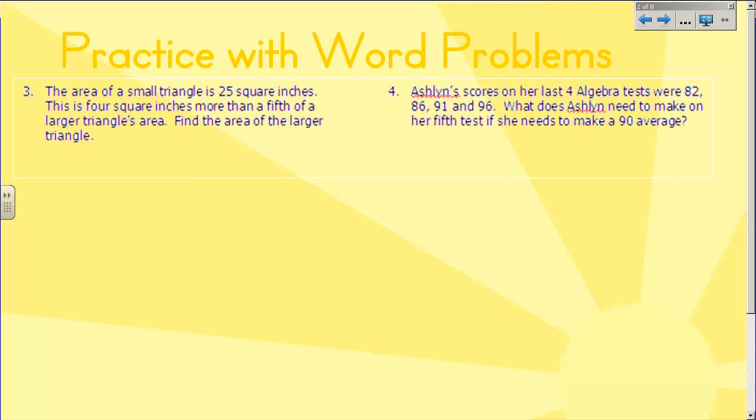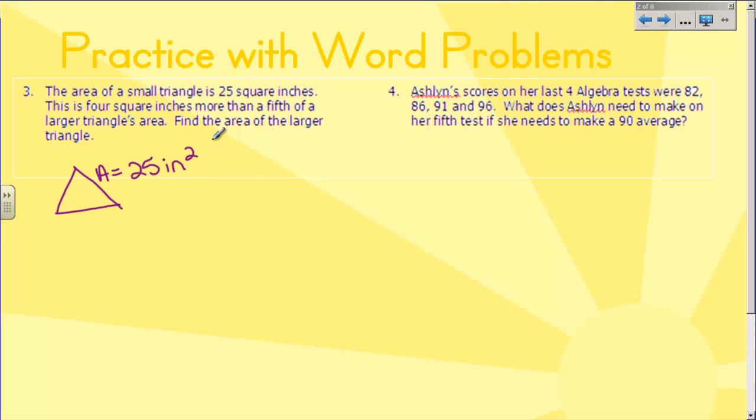Let's practice with some word problems. Number 3, the area of a small triangle is 25 square inches. Well, I've got a problem that involves a triangle, so the first thing I'm going to do is draw myself a triangle. And I know that the area is 25 square inches.